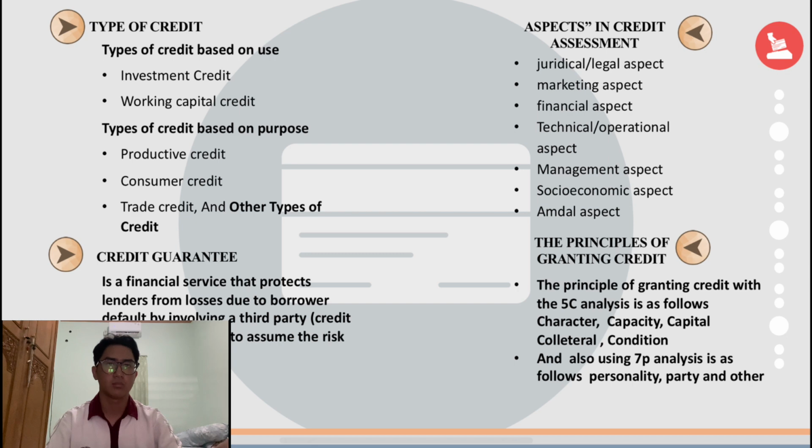Sixth, the socio-economic aspect. This aspect aims to investigate the effect on the economy and society, such as reducing unemployment, increasing people's income, and others. And seventh, the AMDAL aspect. This aspect analyzes the impact on the environment if the project is implemented.